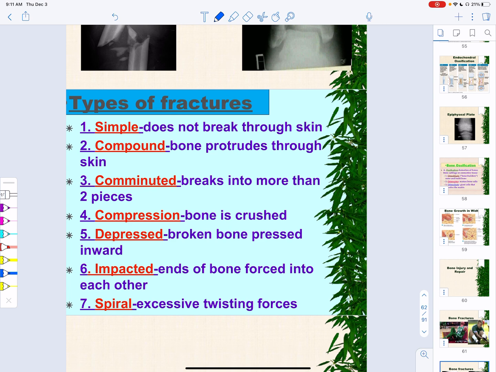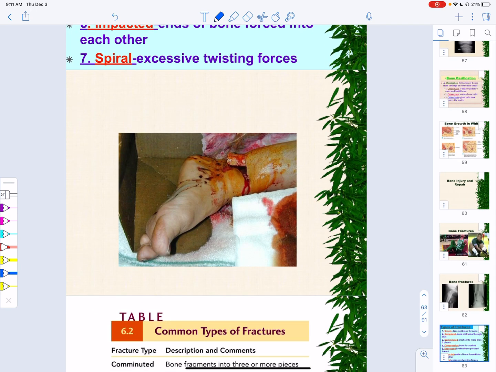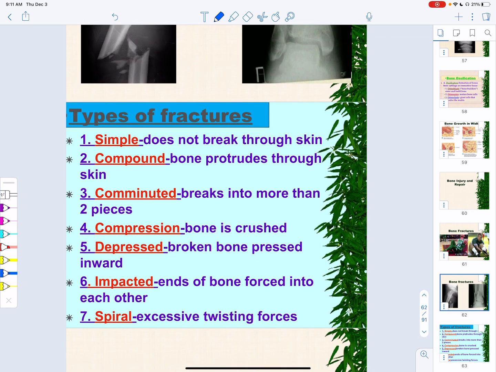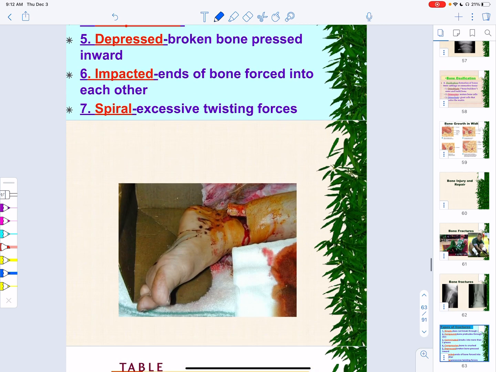For your final exam, you are going to need to be able to identify these by their description. So the next picture shows us the most fearsome break, and that would be a compound fracture. This is a picture not all of you may want to see, but a compound fracture is when it breaks through the skin. A simple fracture does not break through the skin. A compound fracture, the bone protrudes through the skin. Protrudes means to push through.